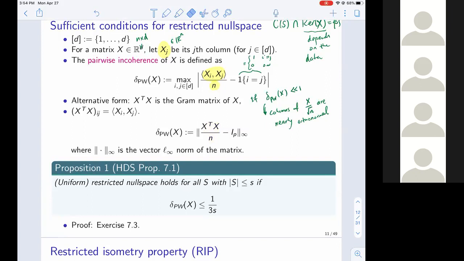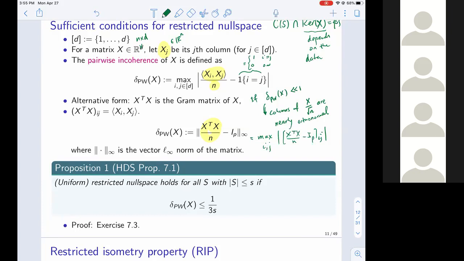So what is going to happen is, if I look at this matrix X transpose X over n and subtract the identity, and look at the infinity norm, which is the infinity norm of the matrix viewed as a vector, this is just the maximum over i and j of the absolute value of the entries of X transpose X over n minus the identity. So you can see that you're comparing this Gram matrix, normalized, to the identity in a certain norm.